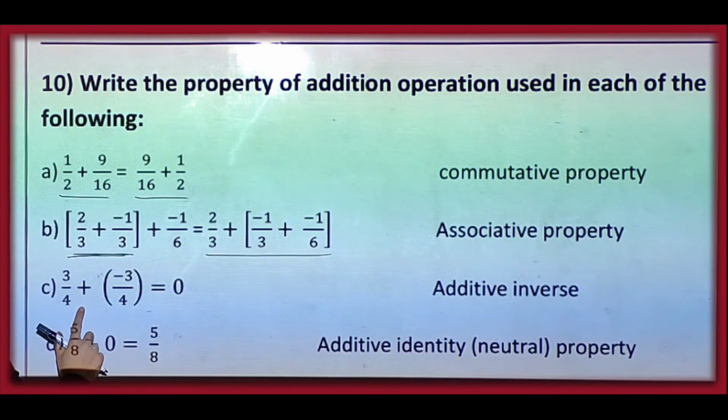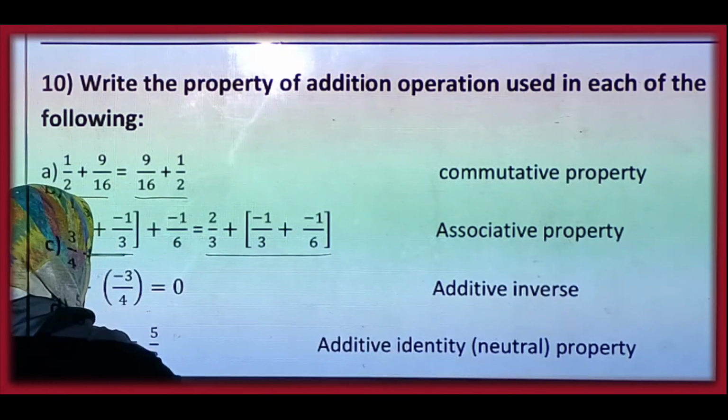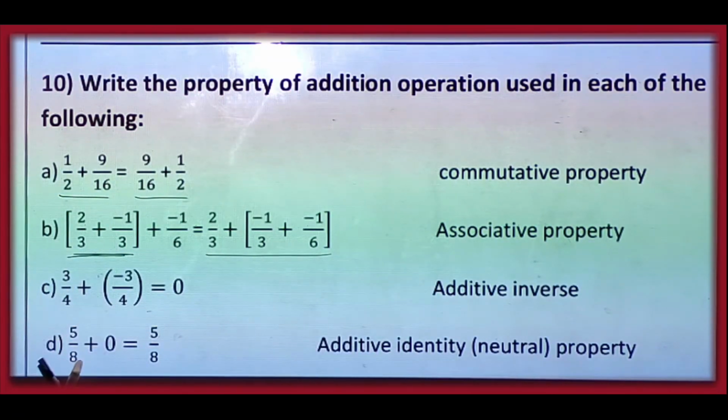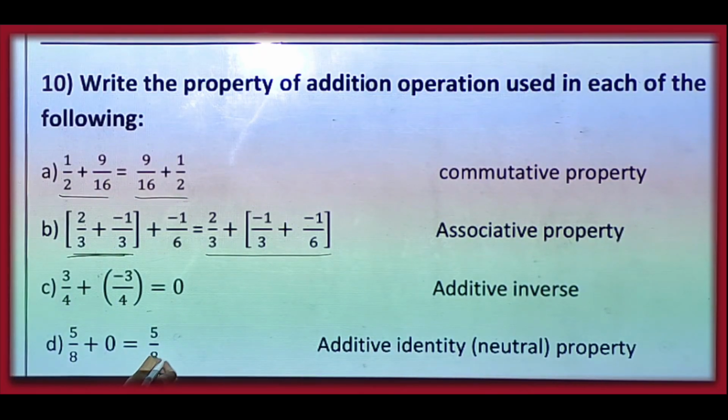Any number plus its additive inverse equal 0: additive inverse property. 5/8 plus 0 equal 5/8. It's additive identity or additive neutral property. Any number plus 0 equal the same number.